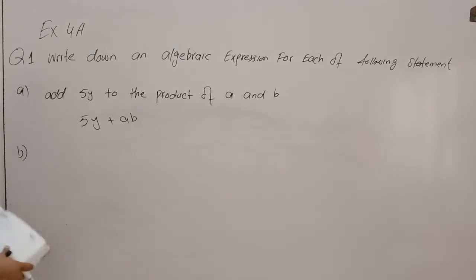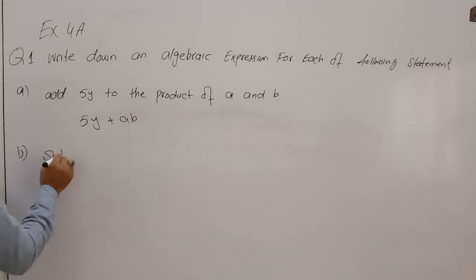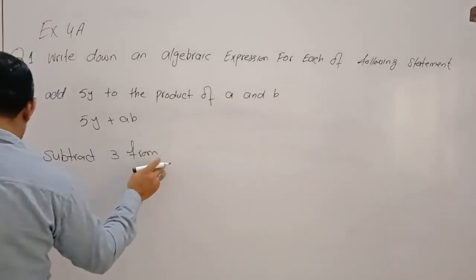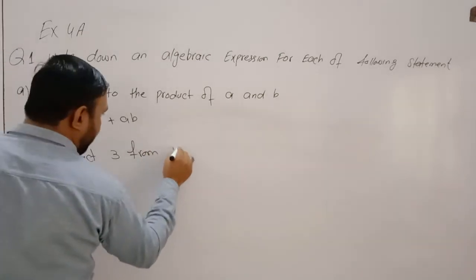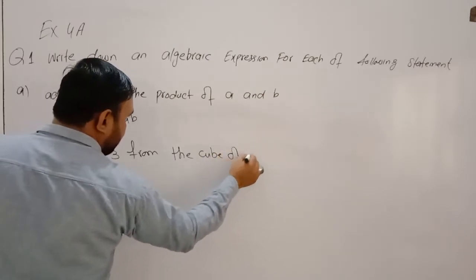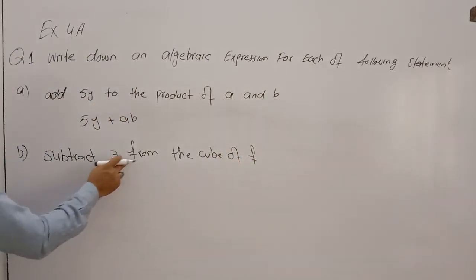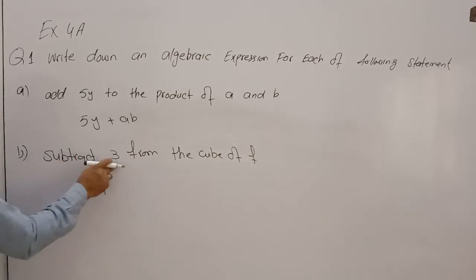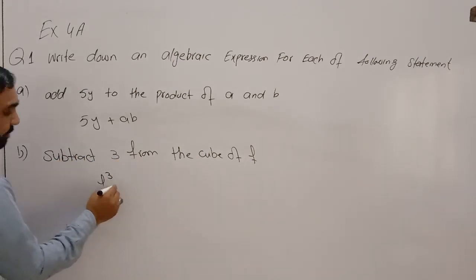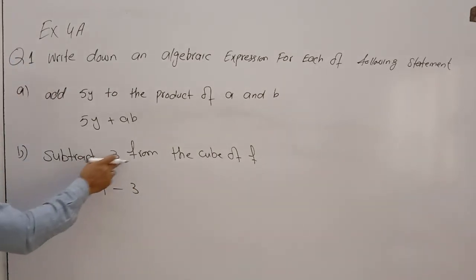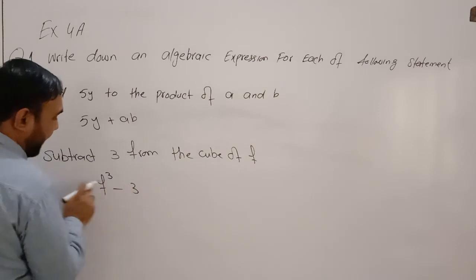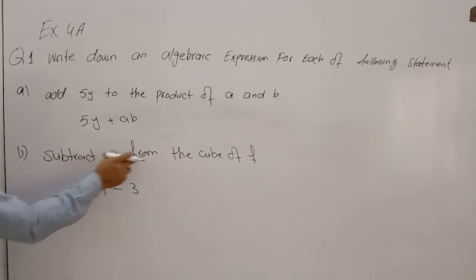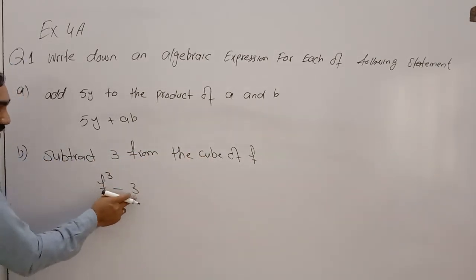B part: subtract 3 from the cube of f, meaning f power 3. Subtract 3 from f cubed: f cubed minus 3. This is subtract 3 from the cube. This is the cube minus 3.